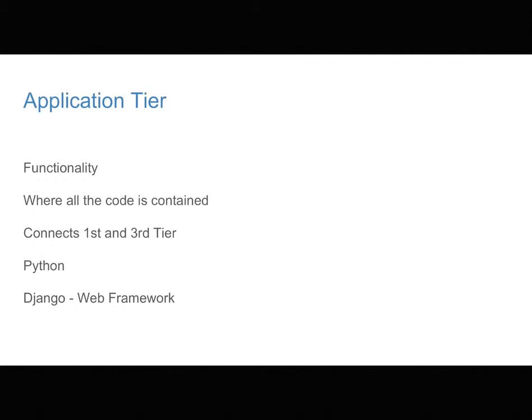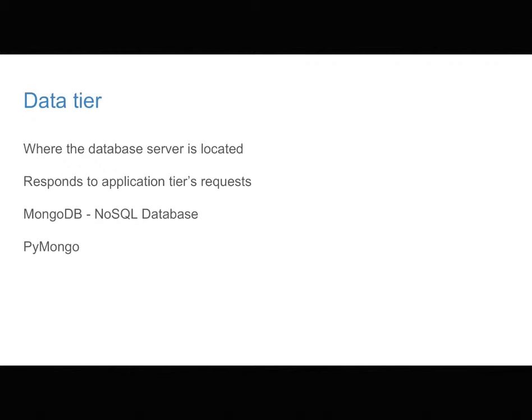Okay, the second tier is the application tier. This is where the functionality of the application is written. This is where all the code is contained, and it's also the tier that connects the first and the third tier. This would be the tier where Python would be used as a programming language to define the logic of the system. Python would thereby be used along with its Django framework, which is a web framework that includes features such as an access control list.